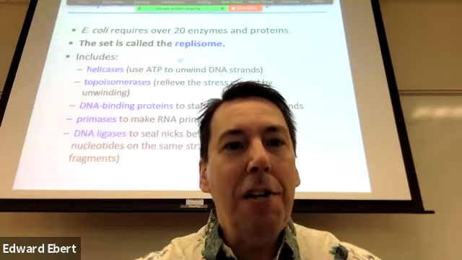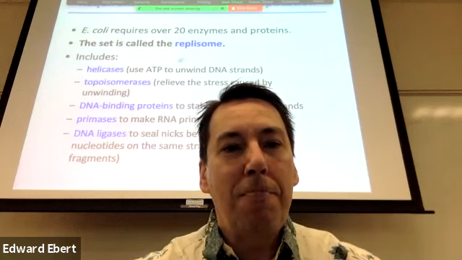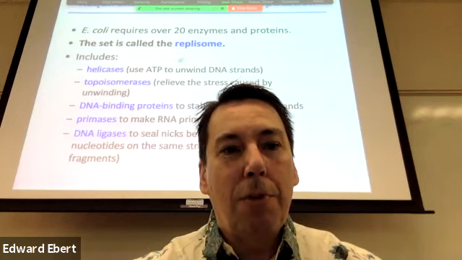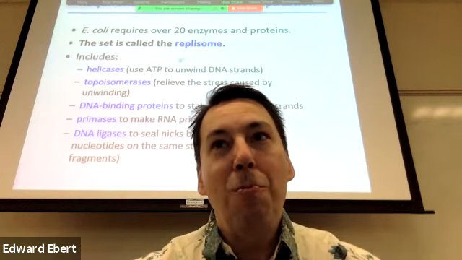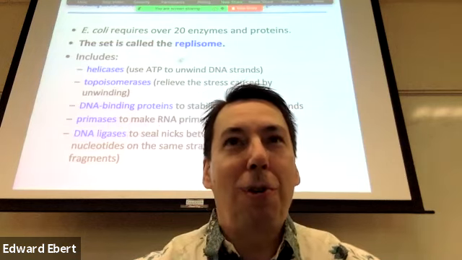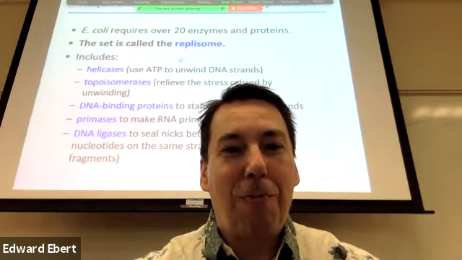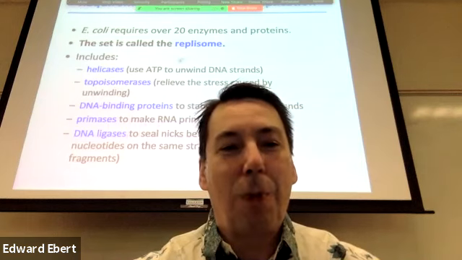So what do we need for bacteria replication? All right. Well, E. coli takes over 20 different enzymes and proteins that are involved in here. We can call this the replisome. So we have our proteome, we have our genome, here we have our things that are involved in replication. We're going to call that the replisome.